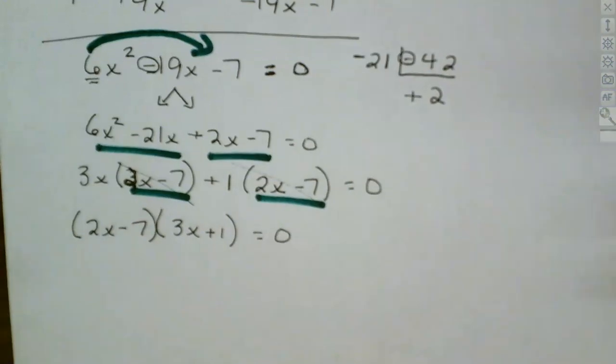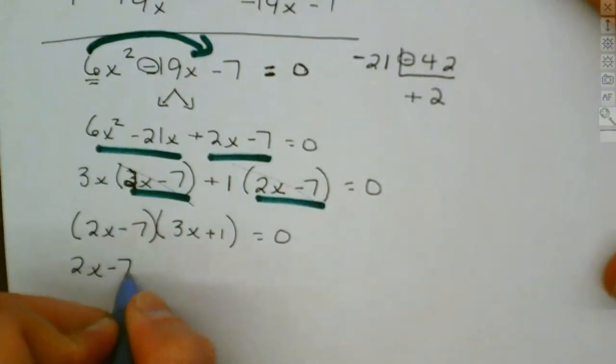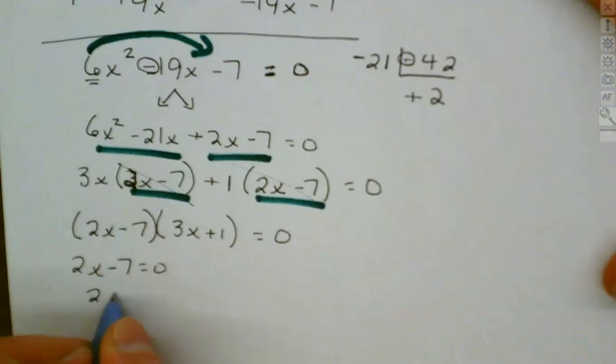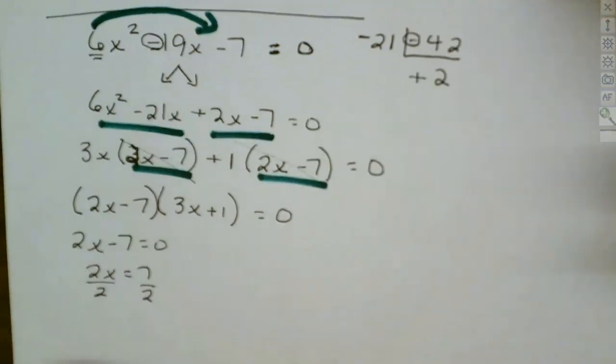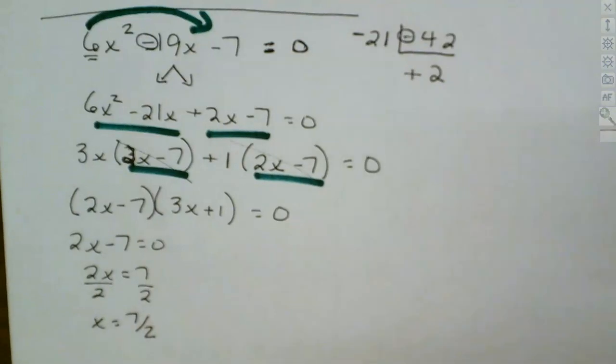We're almost done here. So what are we going to do next? It's factored. We solve it. We're going to go ahead now and get our two solutions here. And we have a 2x minus 7 equals 0. So 2x equals 7. Divide by your 2. So one solution is x equals 7 over 2. Now, is that going to work? Yes or no?